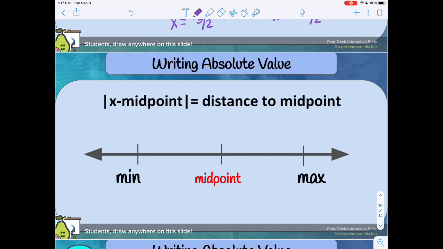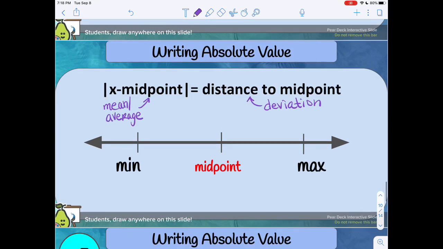The midpoint is also called the mean or the average between our two solutions. And the distance to the midpoint is sometimes called the deviation. So you have an average and then you have a deviation from the average. If we have a minimum point and a maximum point, we can call these A and B. Our midpoint is just simply the average of A and B, so we would add A and B and divide by 2 because we have two numbers that we are trying to average.